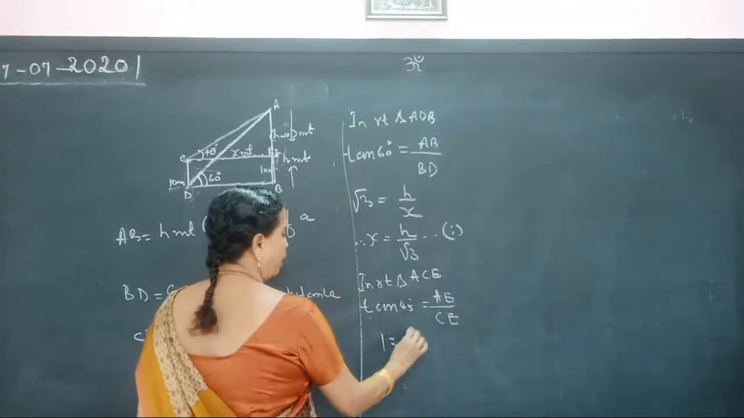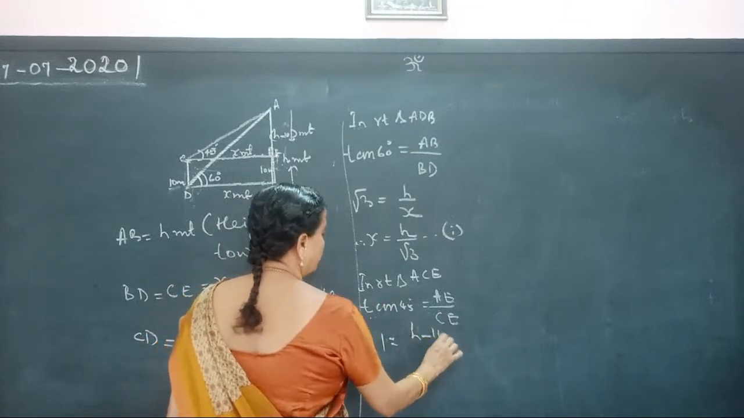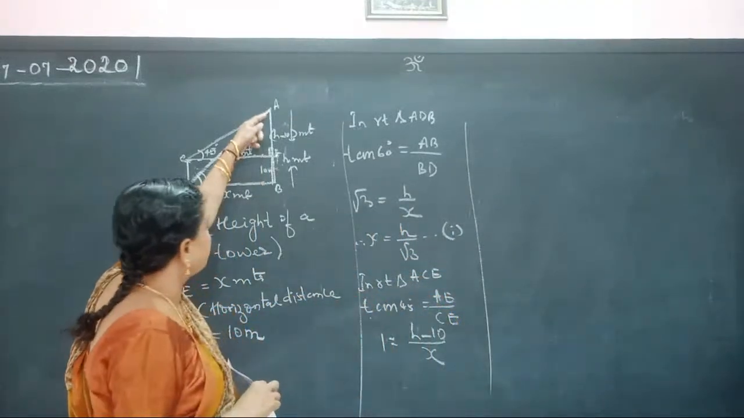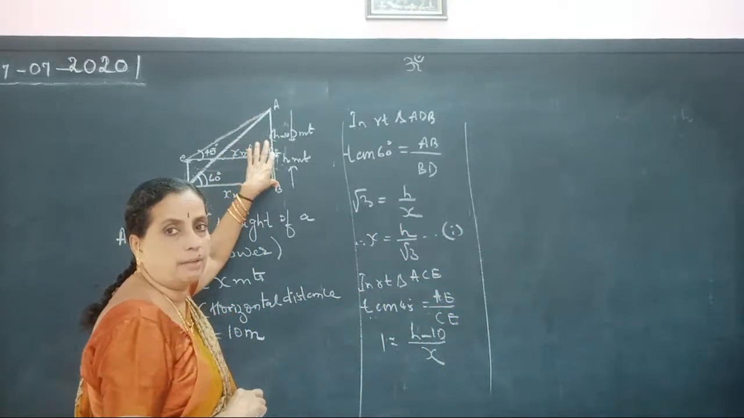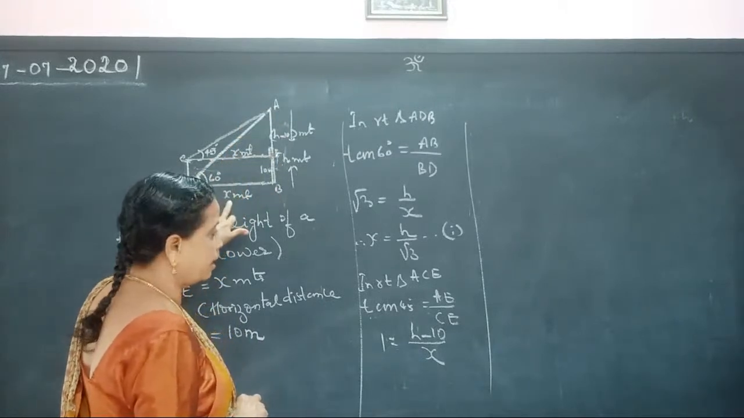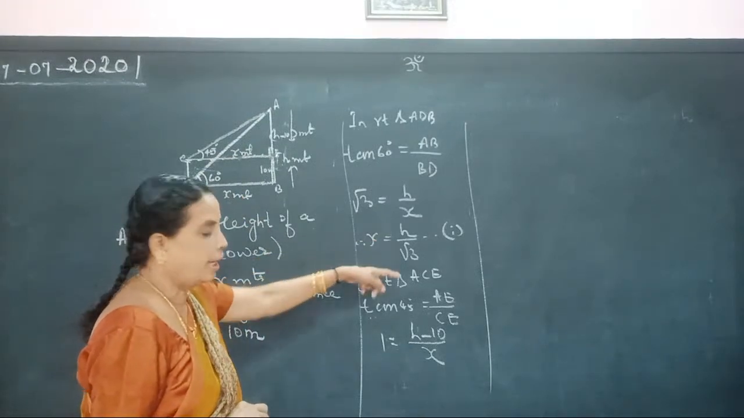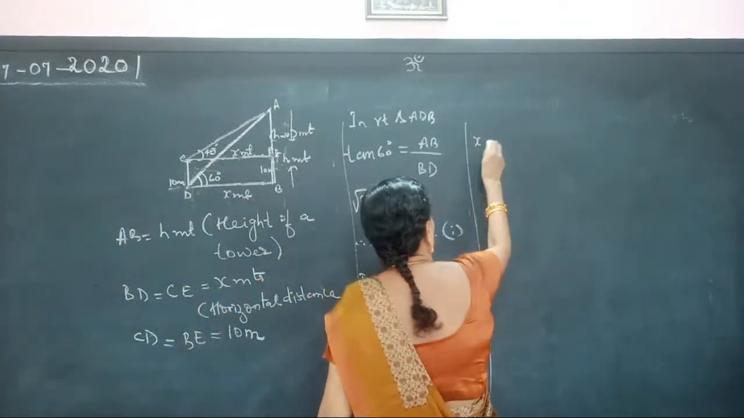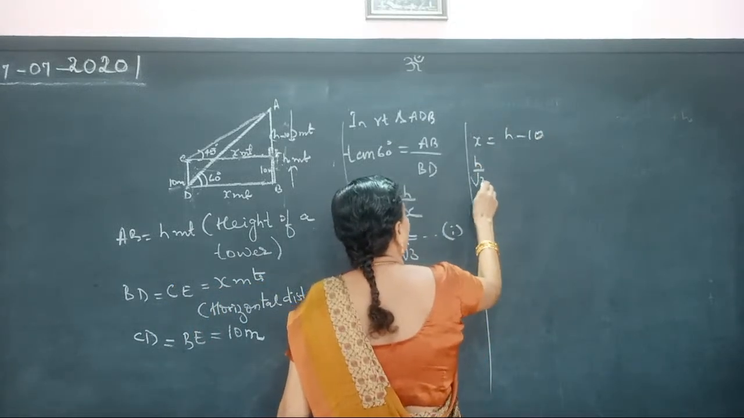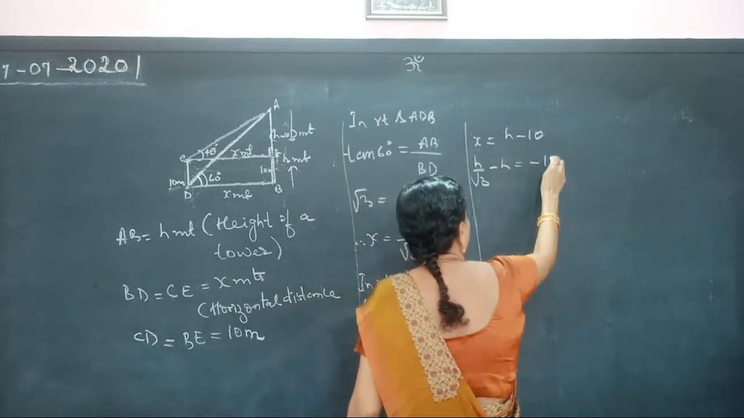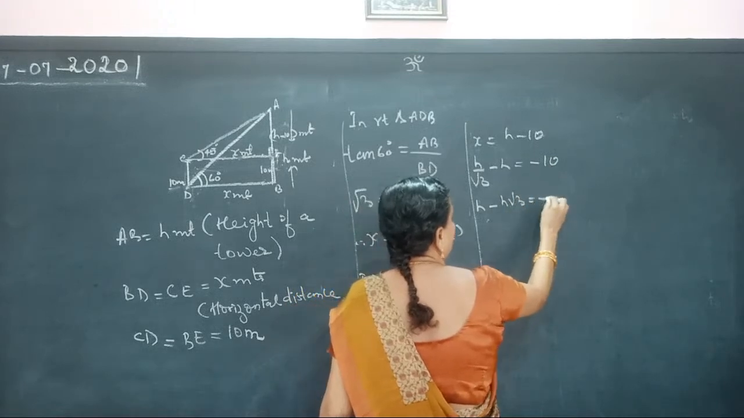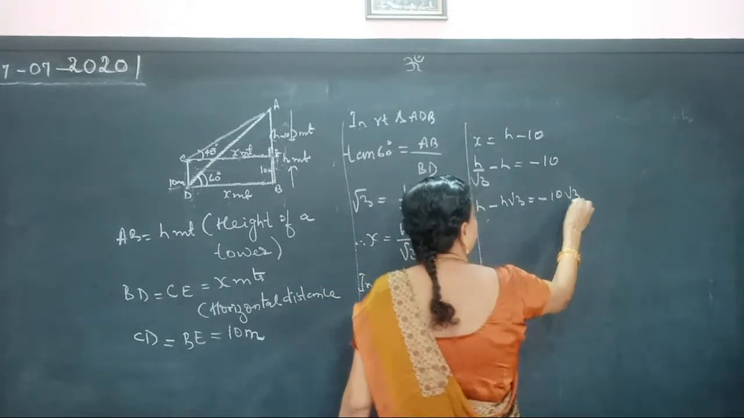Now tan 45 degree equals opposite side by adjacent side. Where tan 45 is 1, we consider h minus 10 by x. The total height is h. This 10 meter if you take off, this will be h minus 10. This x equals this x. So where we have taken x as h by root 3, x equals h minus 10. H by root 3 minus h equals minus 10. H minus h root 3 equals minus 10 root 3.